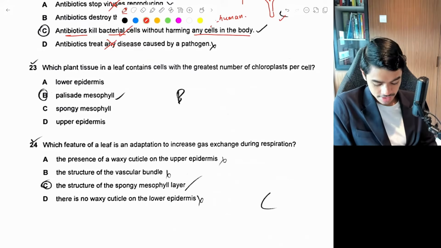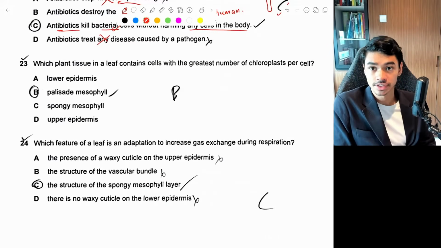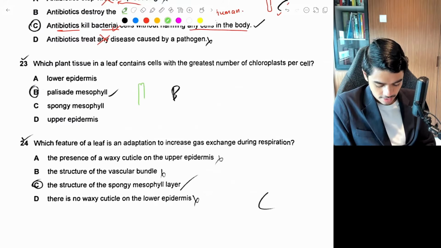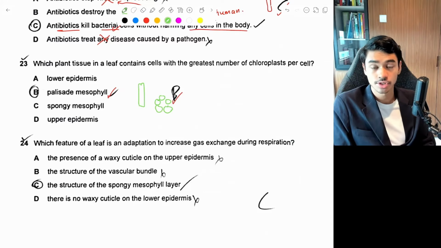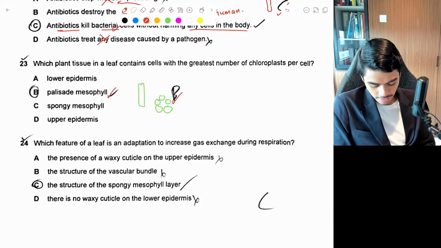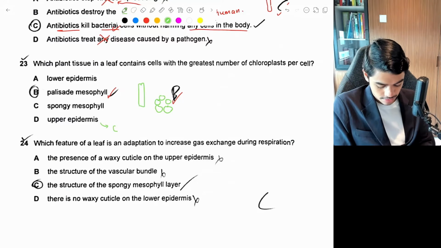Question 23. This is about the amount of chloroplast concentration in each of the leaf cell types. So palisade mesophyll are the ones which are vertically arranged like that, and they have the most number of chloroplasts because their main job is photosynthesis. So B is the answer. Spongy mesophyll are irregularly shaped, and they don't have as much chloroplasts. Their job is actually mainly gas exchange, because they are the ones that make up the intercellular air spaces for gas exchange. Then upper epidermis, epidermal cells have 0 chloroplasts in them. 0. Okay, so this is 0.